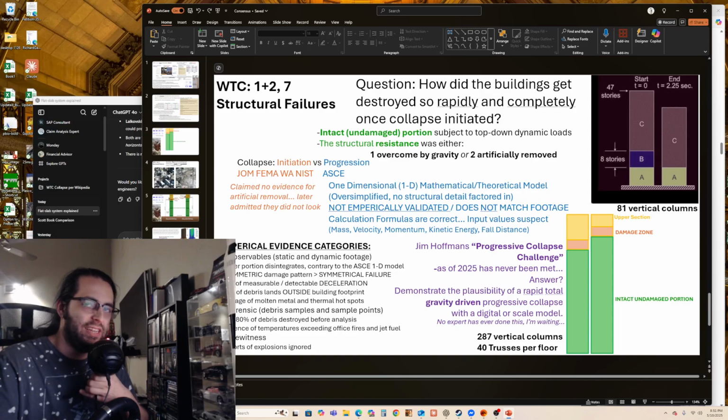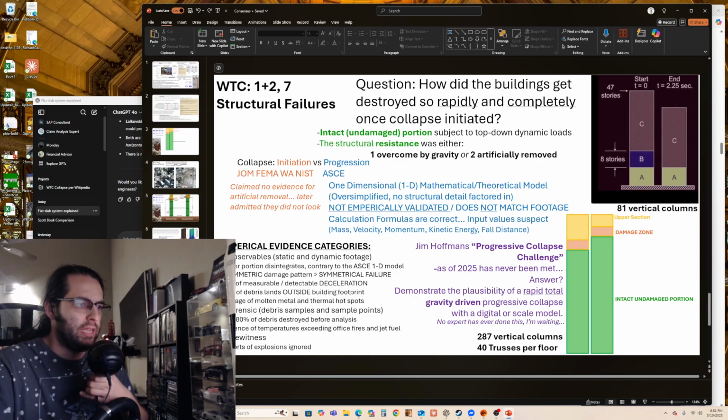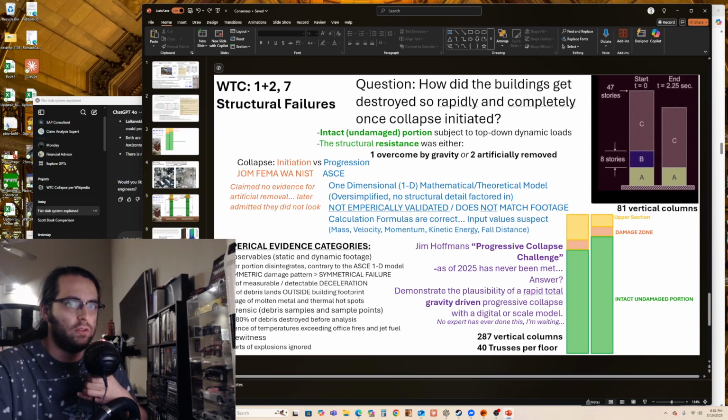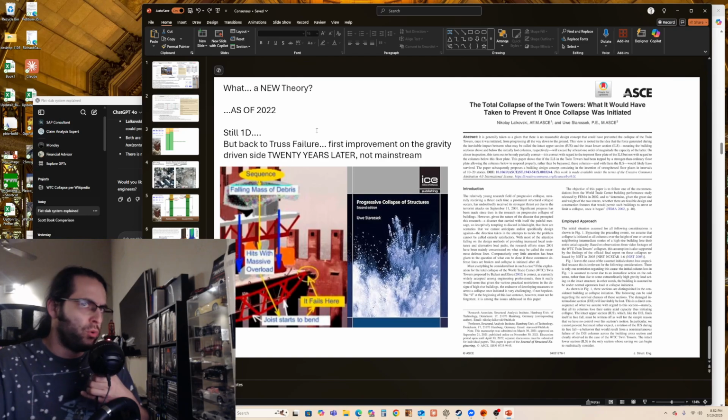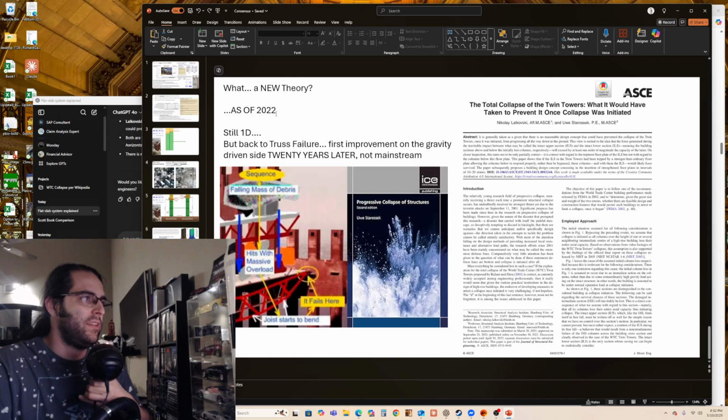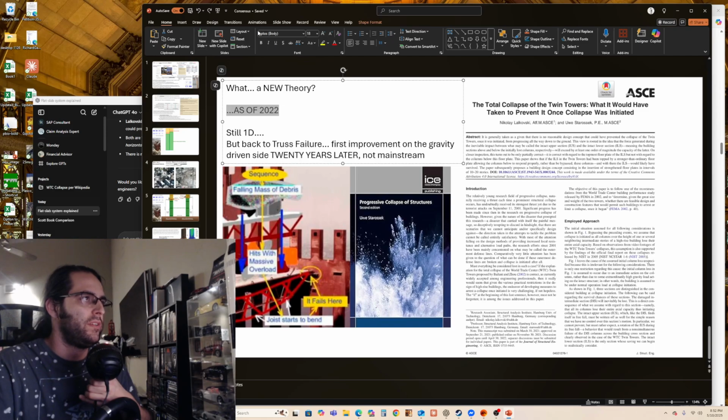So as of tonight, even though I had it on my chronological timeline of peer-reviewed data, there's a lot of argumentation back and forth between experts, there's a new theory that was introduced in 2022.